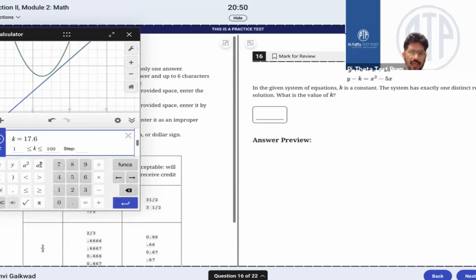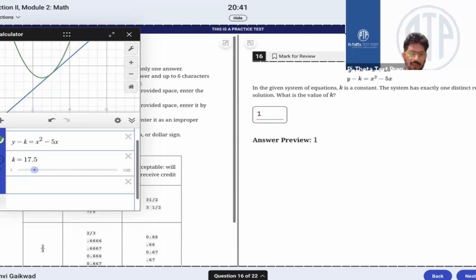You can just try using your 5 or something. Right. Now it's exactly touching at one distance. So our answer is what? 17.5.